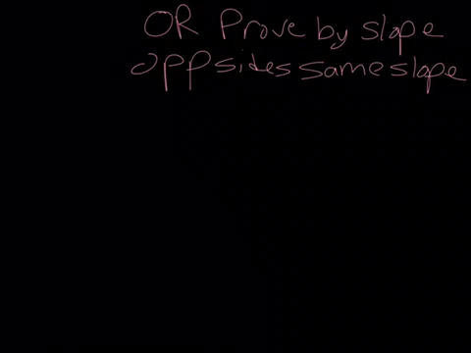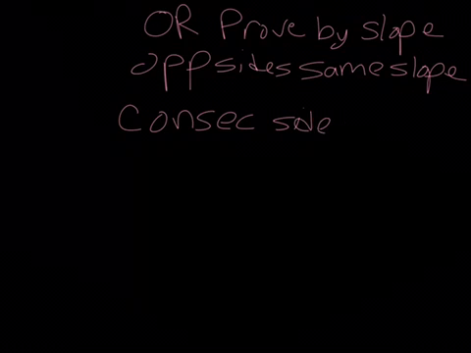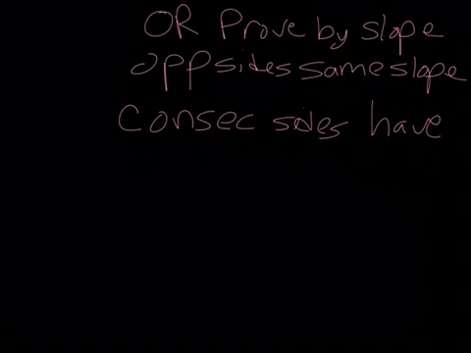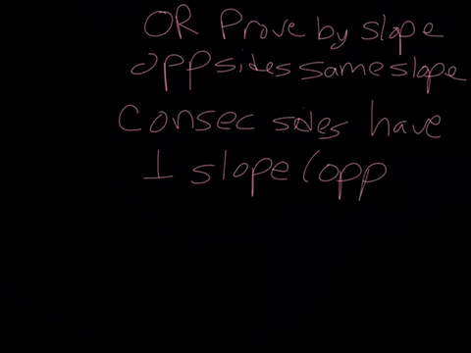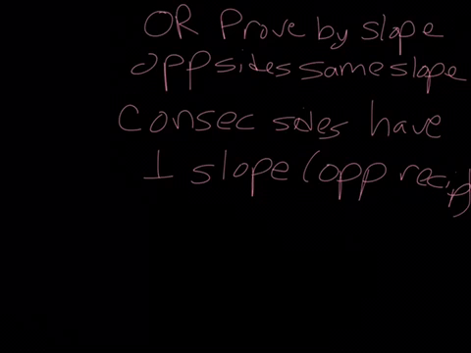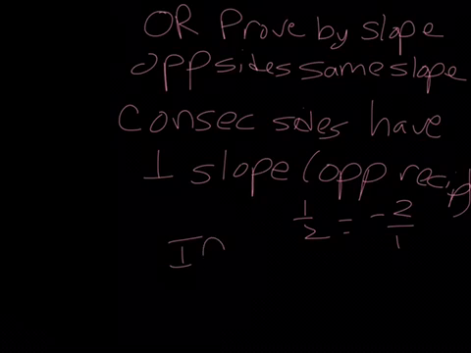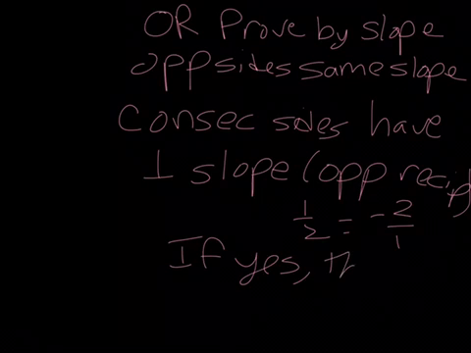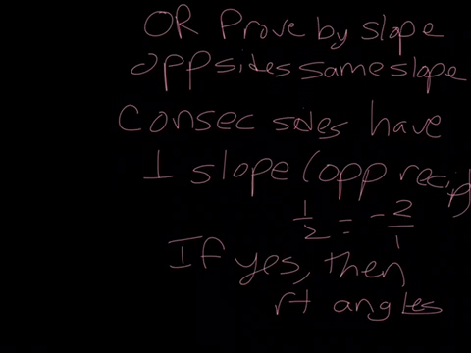Then if I prove that the consecutive sides have perpendicular slopes, remember perpendicular slopes, you're looking for the opposite reciprocal. So if you have 1/2, the opposite would be -2 or -2/1. So if you prove they have opposite reciprocal slopes, if that's a yes, then we know we have a right angle. And we know that is part of the definition of a rectangle, that we have 4 right angles.